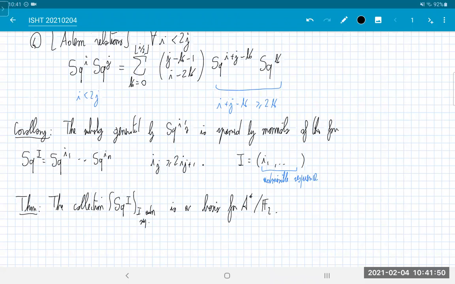Okay, thanks. And then it turns out that indeed, this theorem is essentially two statements. The statement that the Sq^i's generate everything, and the statement that all these admissible monomials are linearly independent. I'm putting them together because you prove them together, but they are sort of two different statements wrapped into one.